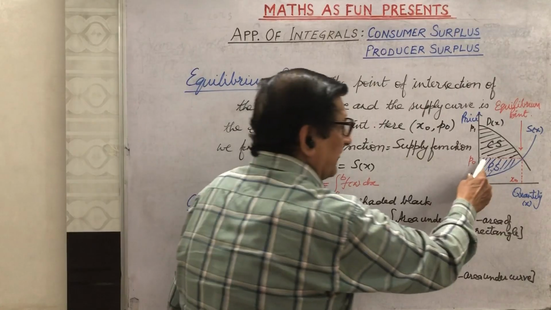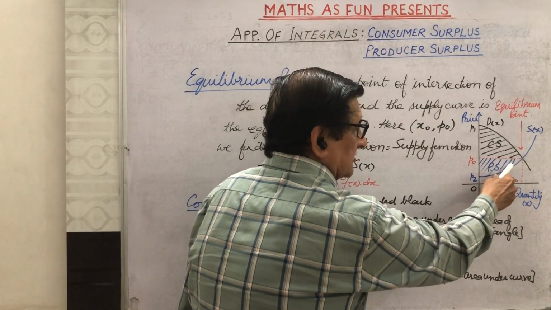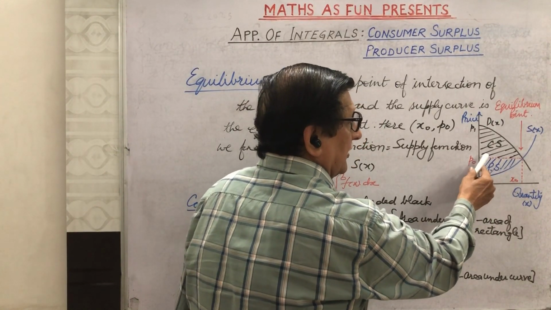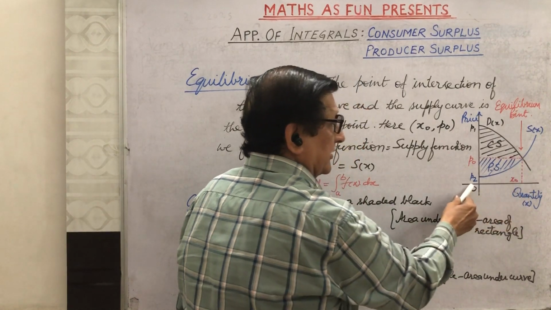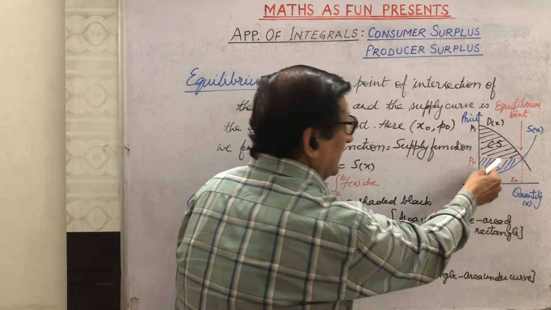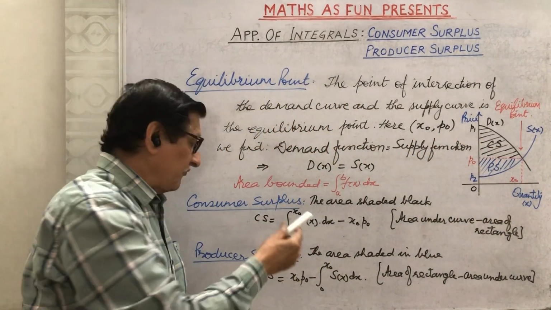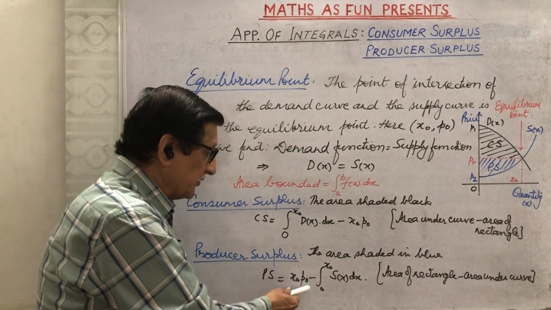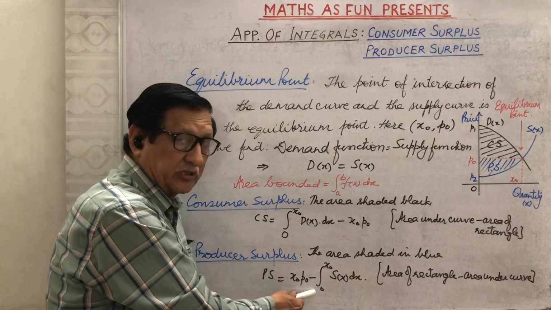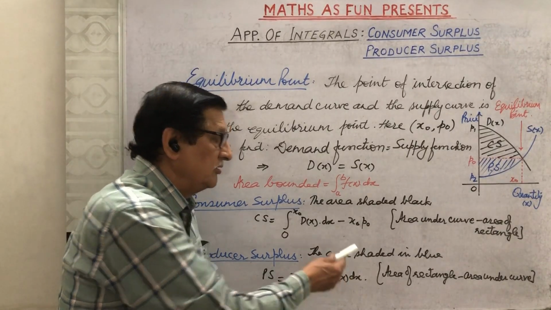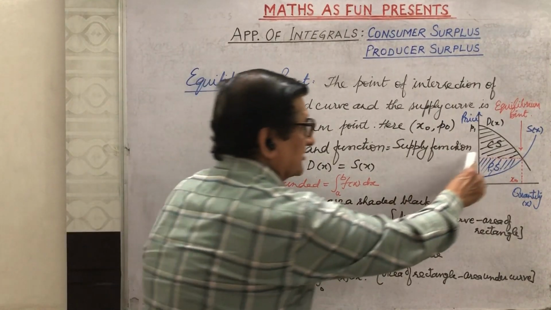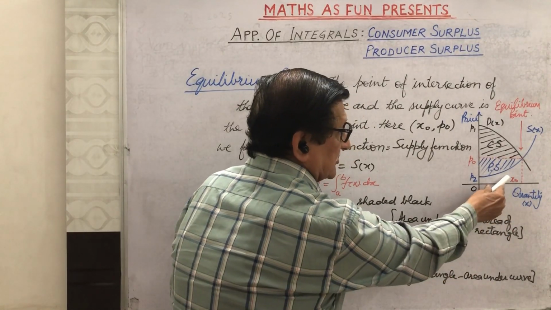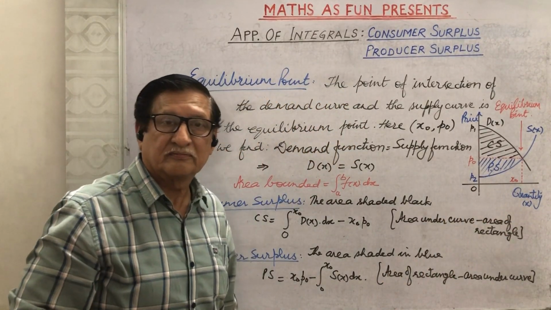But we find the area is to be found this. If we take the area of this rectangle and subtract this area, then we get this area. So we are finding the formula for producer surplus is x0 into p0 minus the integral from 0 to x0 of s(x) into dx. That is the area of this rectangle minus this area of the curve.